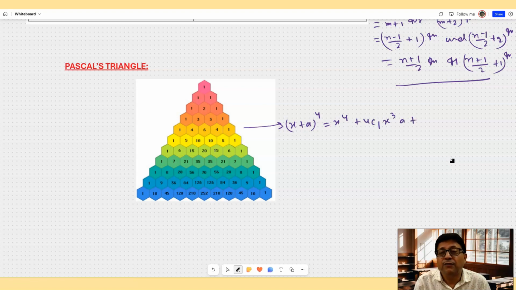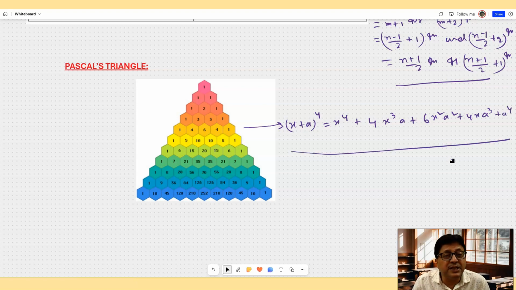Next one, 4c1 means 4. You can write 4 also without writing 4c1. If Pascal's triangle helps you, without writing combination, you can write just 4 x cube a plus 6 x square a square plus 4 x a cube, and the last one is a to the power 4. So expansion will be easier at any stage if you keep this Pascal's triangle ready with you.